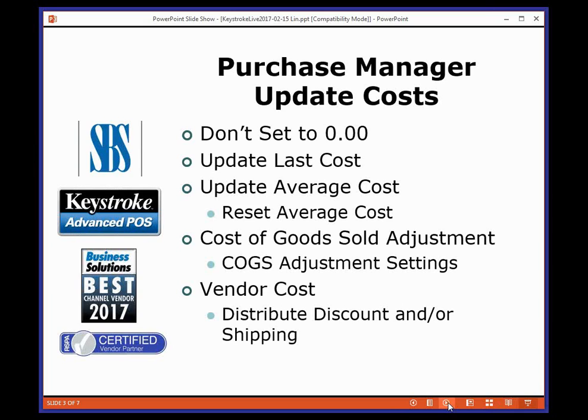There are parameters in Purchase Manager to not set your costs to $0. There's a way to update your last cost, update your average cost, and then there's a sub setting to reset your average cost. Reset average cost can be used in a number of different ways.